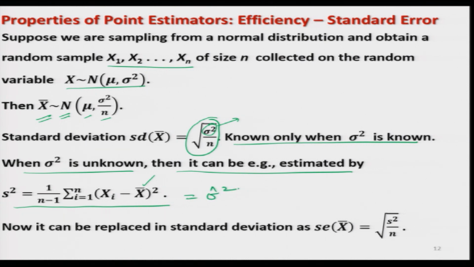Now what we can do is replace this sigma square by sigma square hat, and then we have the quantity square root of s square upon n. This is the standard deviation obtained after replacing the unknown sigma square by sigma square hat, and it is called the standard error of x bar.